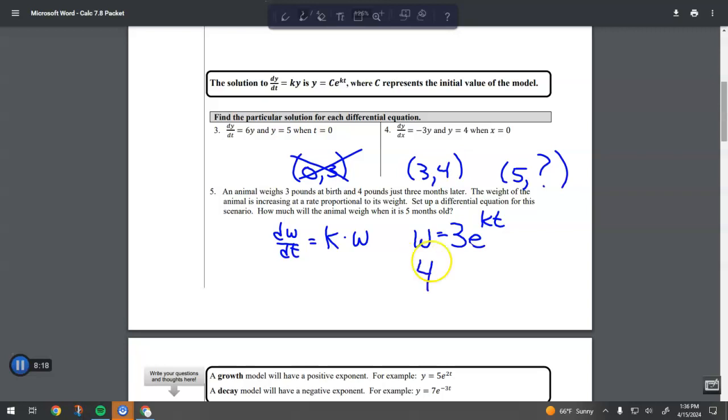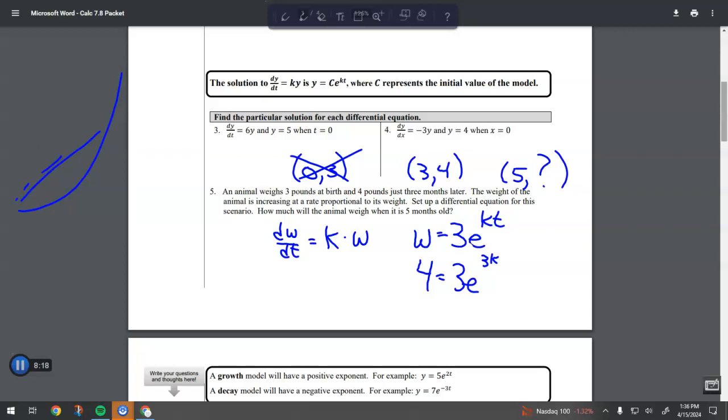So 4 is W, and then t is 3, so that'd be 3K, or K times 3. How come you can't just do y2 minus y1? Because it's not linear. That works for growth that goes up linearly, but we're exponential.